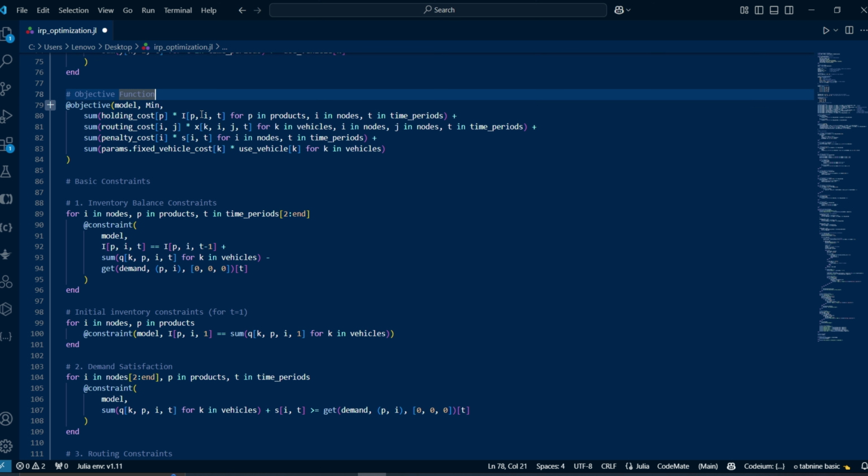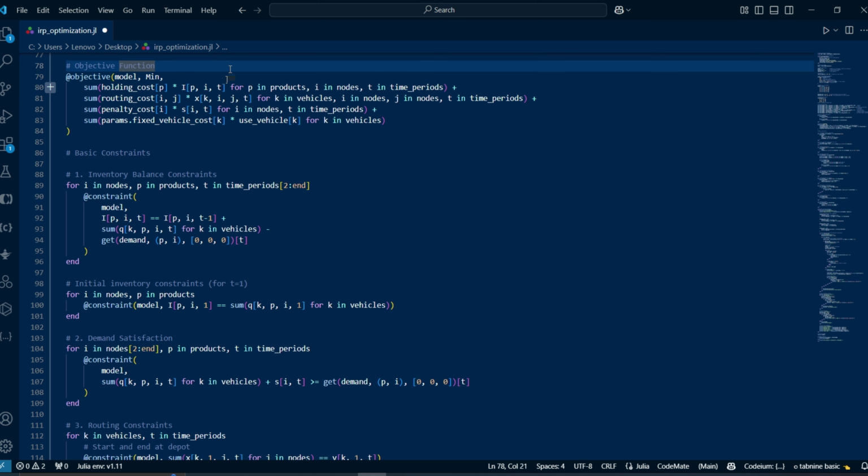And the objective function here is key to solving the optimization problem. The goal is to minimize the total cost incurred during operations, and the objective function comprises 4 major cost components. Looking first at inventory holding costs.